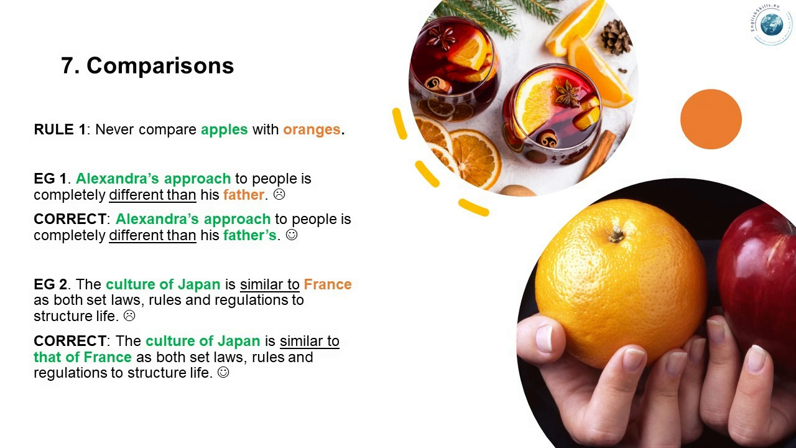Example 2. The culture of Japan is similar to France as both set laws, rules and regulations to structure life. This again sounds okay to the untrained ear. But do we really want to compare culture and France? Correct version. The culture of Japan is similar to that of France as both set laws, rules and regulations to structure life. By adding the reference, that of, we refer the reader back to the first part of the comparison, the culture of Japan. When we talk about apples and oranges, we mean that we should compare apples with apples and oranges with oranges. In this case, it should be culture versus culture. In the previous example, it should have been approach with approach.